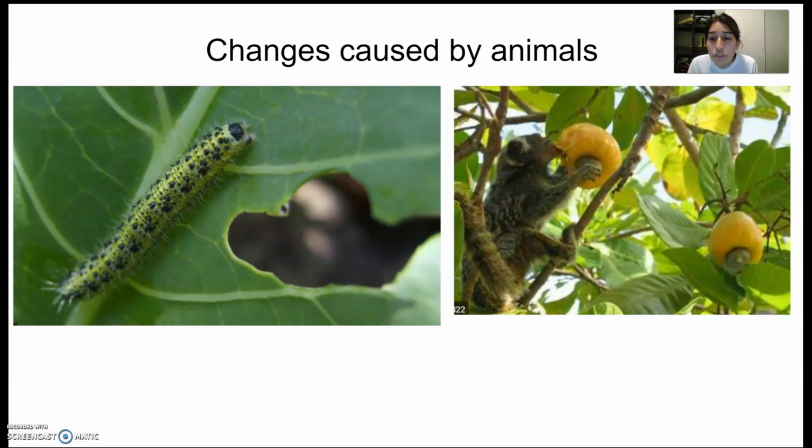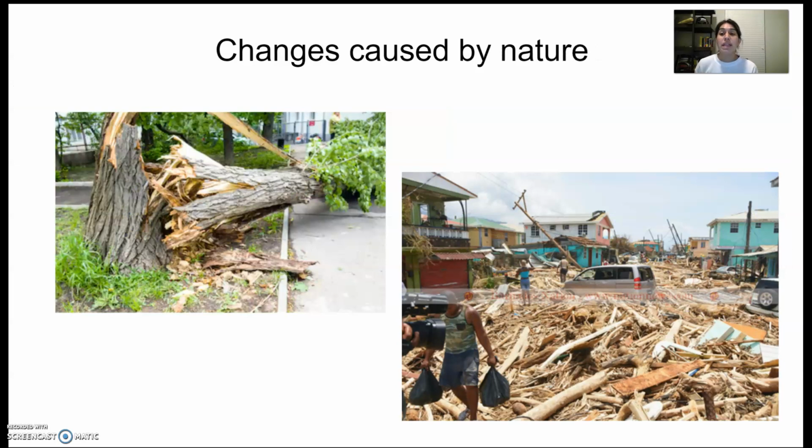Over here I have a fruit tree and an animal feeding off of the fruit on the tree. The fruit was not grown like that. The fruit grew and then something caused that fruit to be changed. That's that animal. Another change can be caused by nature. Think about a hurricane or tornado, something similar, where the wind causes branches to break off. It wasn't inherited to do that. Instead, nature caused that change.